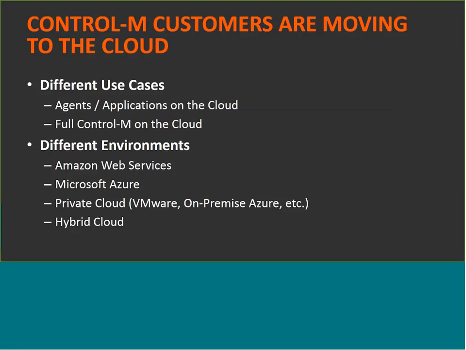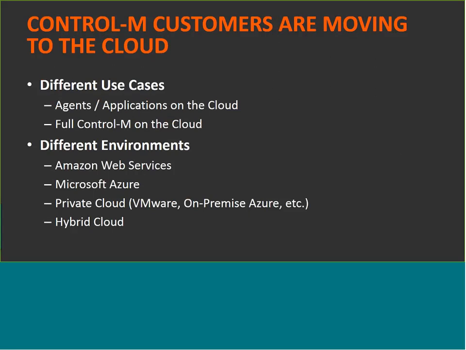So we know that our customers are moving to cloud, and a lot of them are using different use cases. Where they're actually keeping Control-M, for example, on their own data center, but they're deploying Control-M agents and applications into the cloud and controlling them out there. We have customers that actually have full implementations of Control-M in cloud infrastructures on AWS and Azure and Google and some of the others.